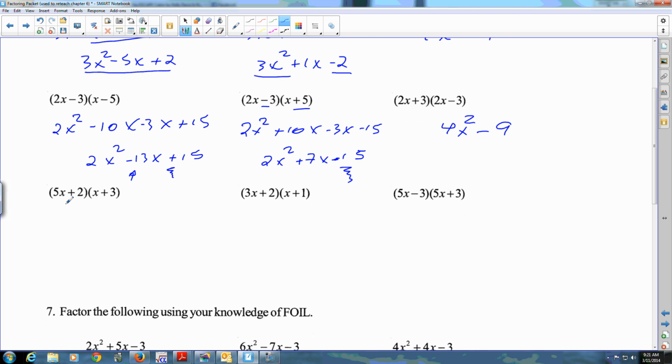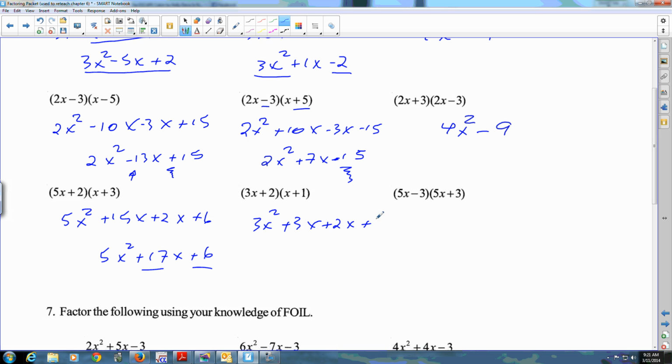Here, 5x squared plus 15x plus 2x plus 6. So 5x squared plus 17x plus 6. Notice that when the middle is positive and the end is positive, they're both positive. 3x squared plus 3x plus 2x plus 2. So 3x squared plus 5x plus 2. That's just a different square pattern, so we're going to move on.